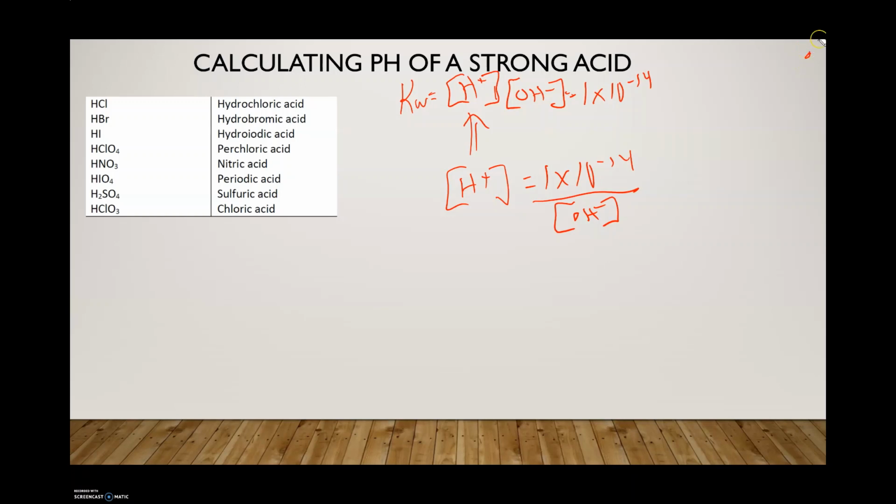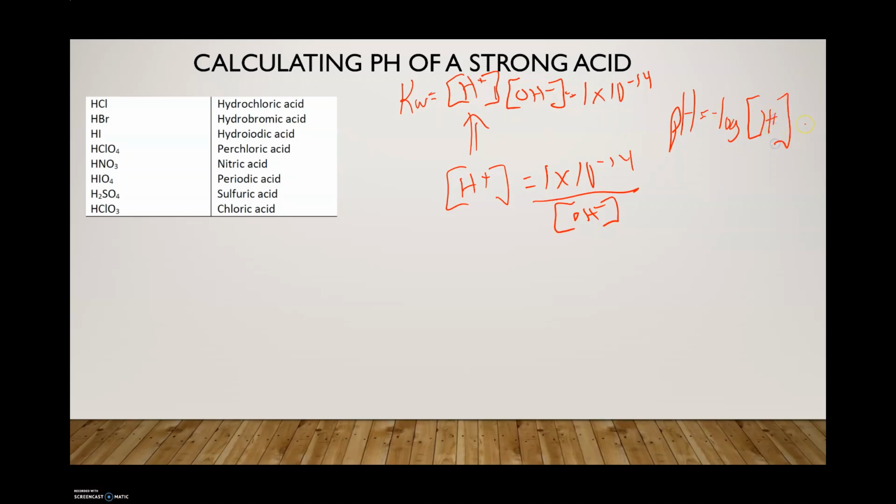So, as we were talking about the dissociation of water, and we calculate the concentration of hydrogen ions, we need to know the hydroxide concentration. But if we're dealing with a strong acid, we won't know that. So we need another equation. That equation is pH is equal to the negative log of the concentration of hydrogen ions.